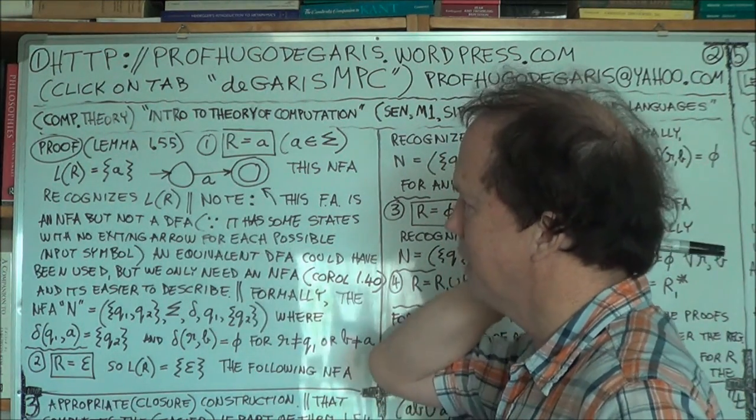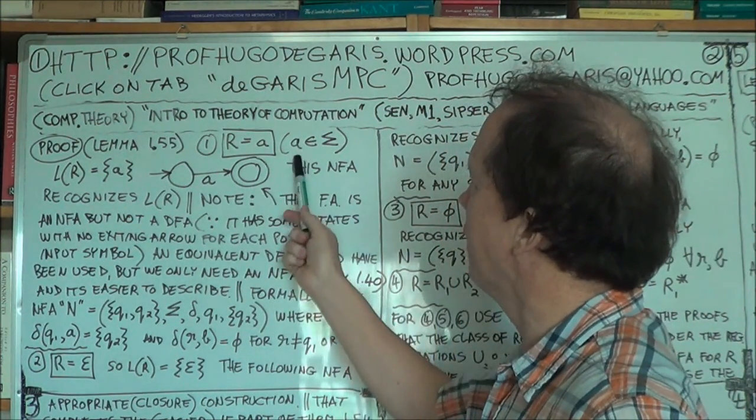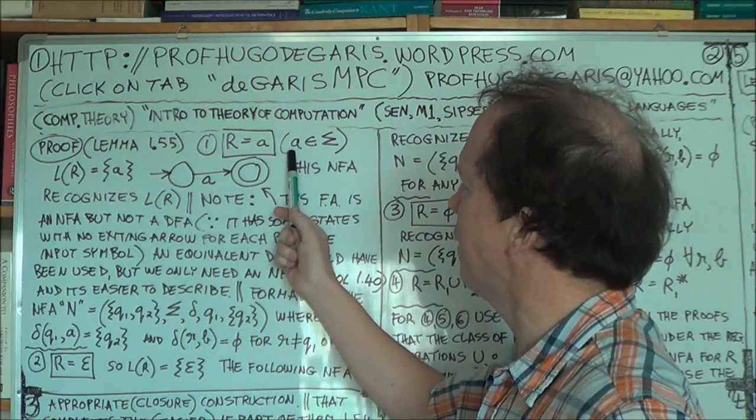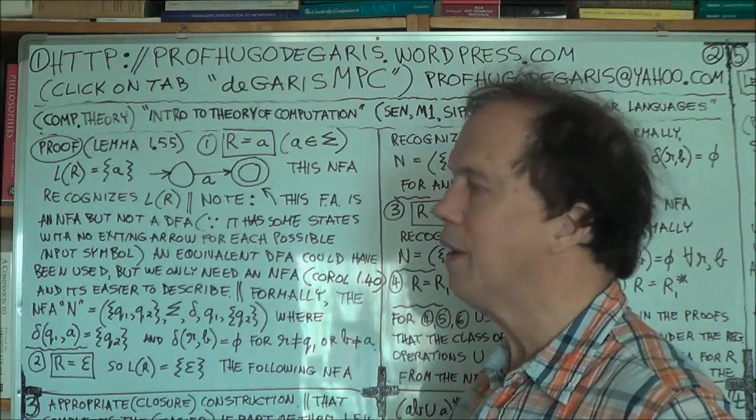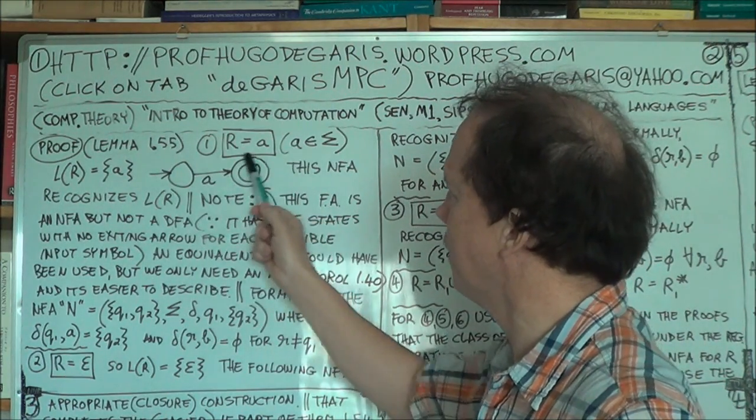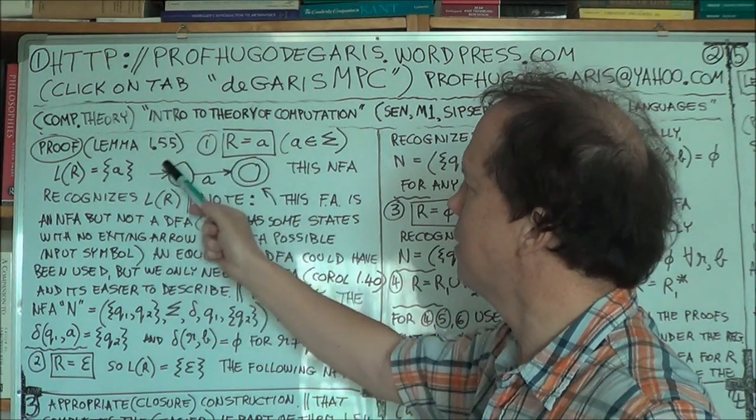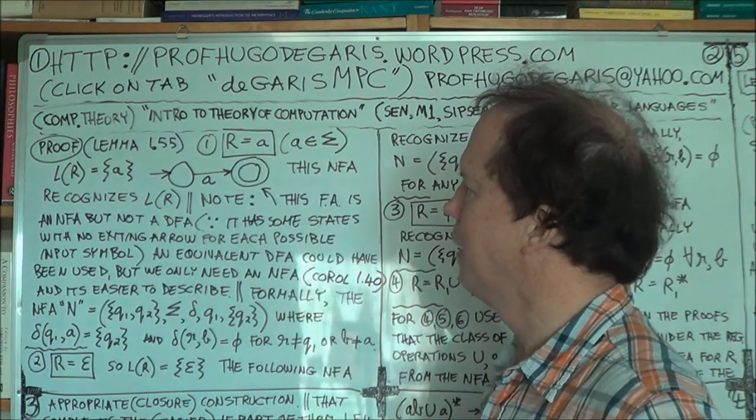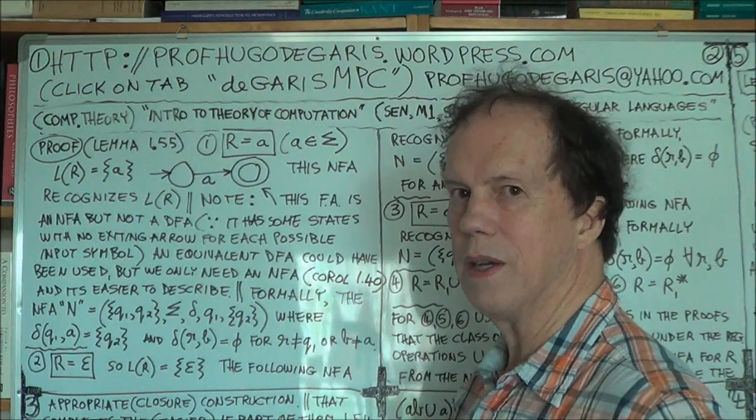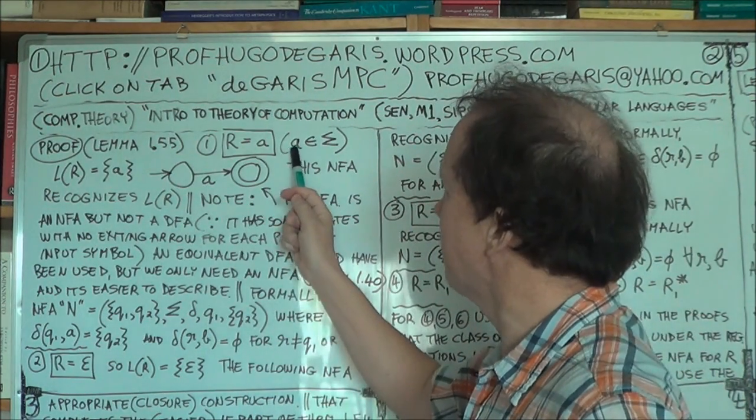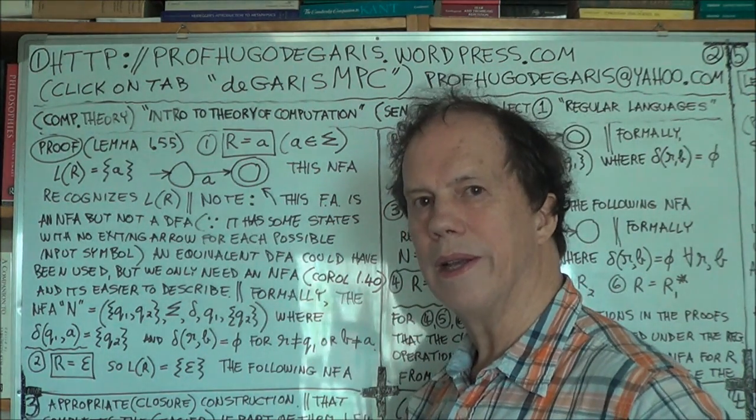So that's pretty well it. Now there may be other symbols in the language, right? A is just one of them, and it's just to recognize that particular one. You have this machine. Now this machine here, this NFA, it's not a DFA. Why is that? Well, because there may be other symbols in the language.